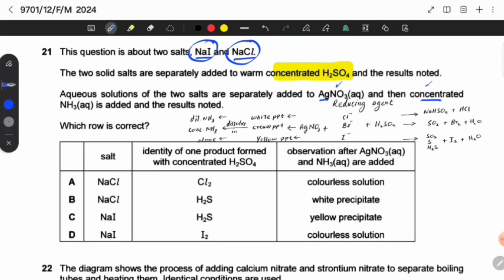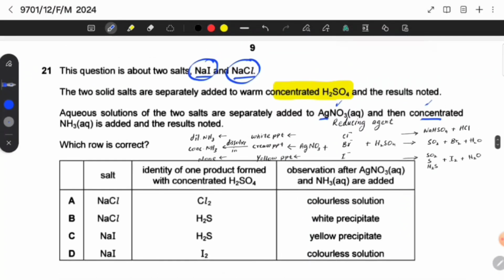So as we know, our halides, because we are dealing with chloride and iodide, are strong reducing agents, especially when you move from top to bottom. So this is the trend in the strength of their reducing power. So iodide is the strongest reducing agent, bromide is weaker than iodide, and chloride is a very weak reducing agent.